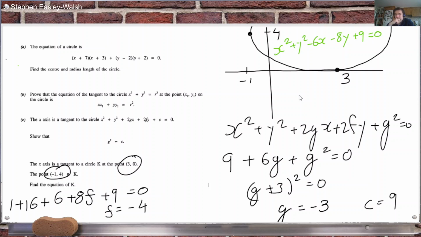Now the way I could know that I'm right is by making sure those 2 points satisfy the equation. So let's quickly check. (3, 0). 3 squared is 9. I don't have my calculator. Alright, fine. 9 plus 0 minus 18 is minus 9. Yeah, okay, so the first one works. And then (minus 1, 4). 1 plus 16 is 17. 17 plus 6, 23. 23 minus 32 is minus 9 plus 9 is 0. Fantastic.